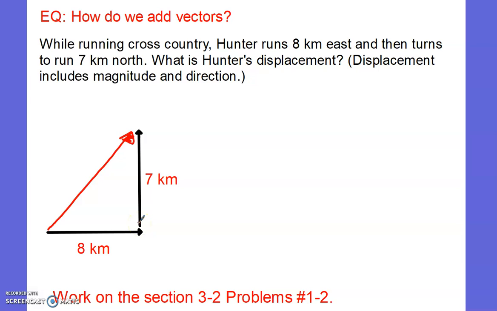The first thing we're going to do is find the magnitude. I'll label this as letter D. That is the length of the hypotenuse. To do so, we're going to use the Pythagorean theorem, which says that the square of the hypotenuse is equal to the summation of the squares of each side.